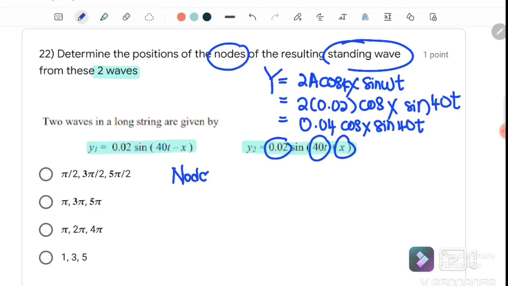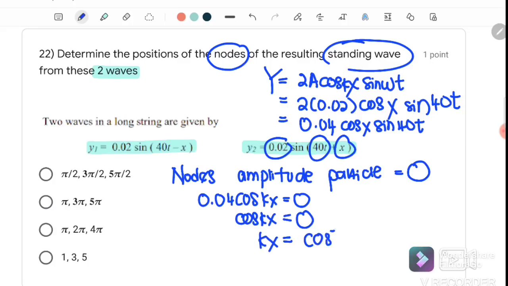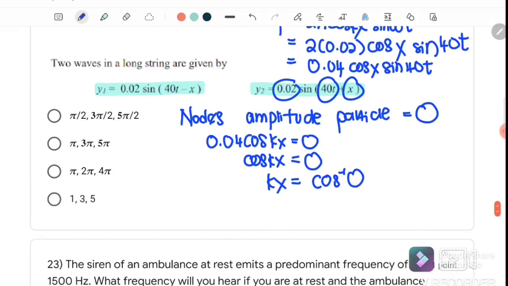A node here actually means that the amplitude of the particle is equal to 0. So 0.04 cos kx is equal to 0, meaning that cos kx will also equal 0. Therefore, kx is equal to the angles where cos is 0. Because k here is equal to 1, x equals π/2, 3π/2, 5π/2, and so on. So the answer here is A.